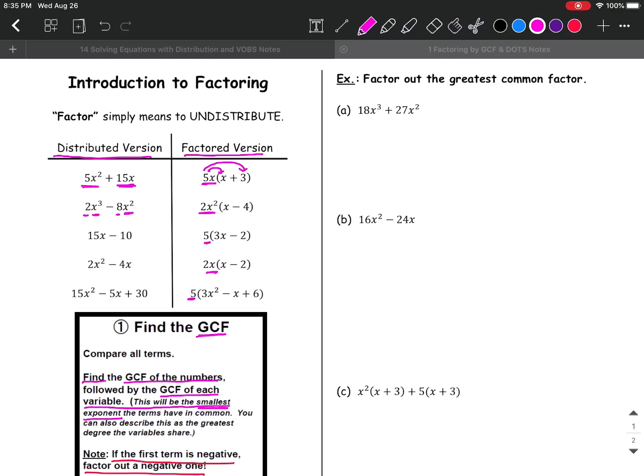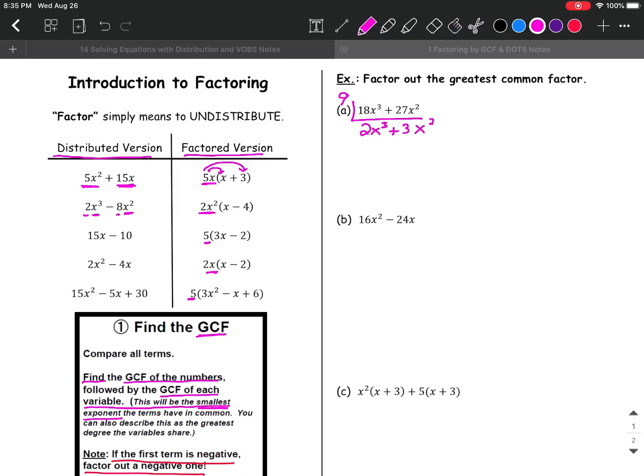So let's take a look at 18x cubed plus 27x squared. If we look at 18 and 27, what's the biggest number that divides into both 18 and 27? That would be 9. So we're going to divide. 9 goes into 18 2 times, and we keep the x cubed, plus 9 goes into 27 3 times, and we keep the x squared.